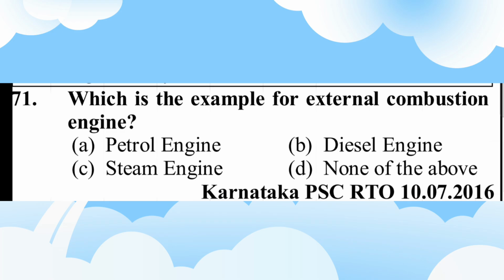Question number 71. Which is the example for external combustion engine? A. Petrol engine. B. Diesel engine. C. Steam engine. D. None of these above. C. Steam engine. Petrol engine and the diesel engine are the internal combustion engine, which is called the IC engine.